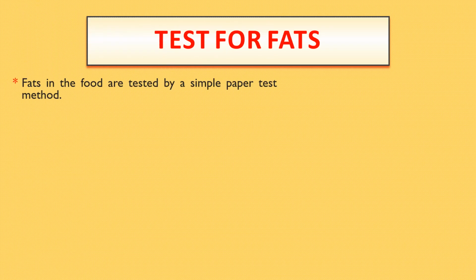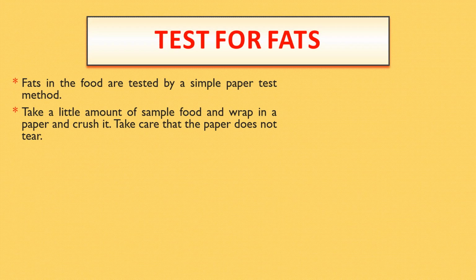Let's perform an activity to check whether the given food item contains fat or not. Fats in the food are tested by the simple paper test method. Take a little amount of sample food and then wrap it in the paper and crush the food item. You should be careful that the paper does not tear.